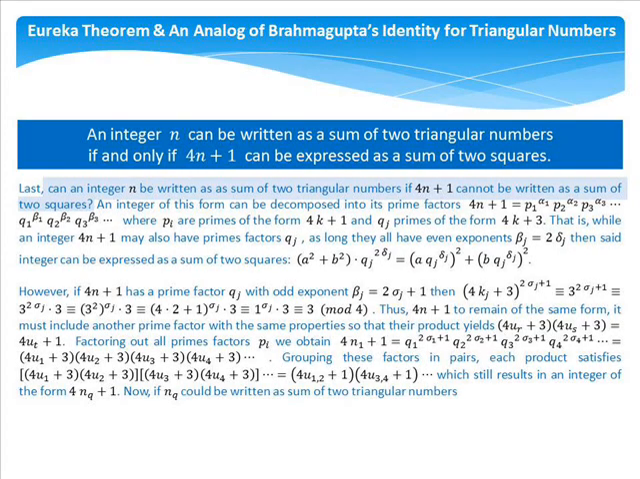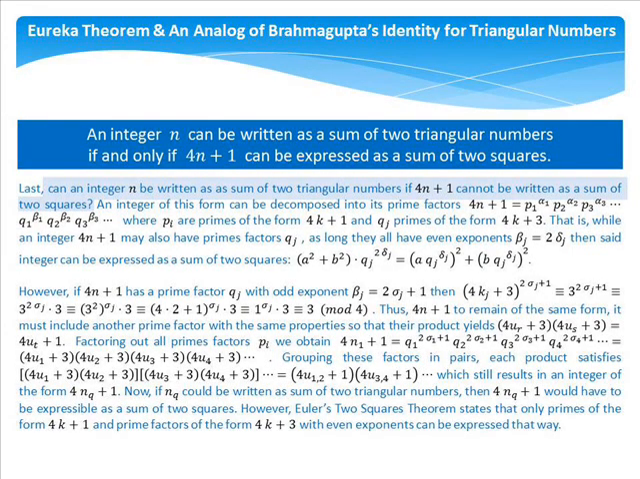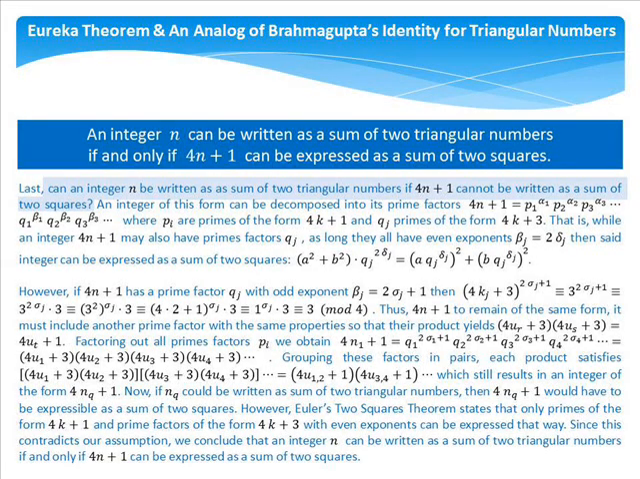Now, if n sub q could be written as a sum of two triangular numbers, then 4n sub q plus 1 would have to be expressible as a sum of two squares. However, Euler's two-squares theorem states that only primes of the form 4k plus 1 and prime factors of the form 4k plus 3 with even exponents can be expressed that way. Since this contradicts our assumption, we conclude that an integer n can be written as a sum of two triangular numbers if and only if 4n plus 1 can be expressed as a sum of two squares.